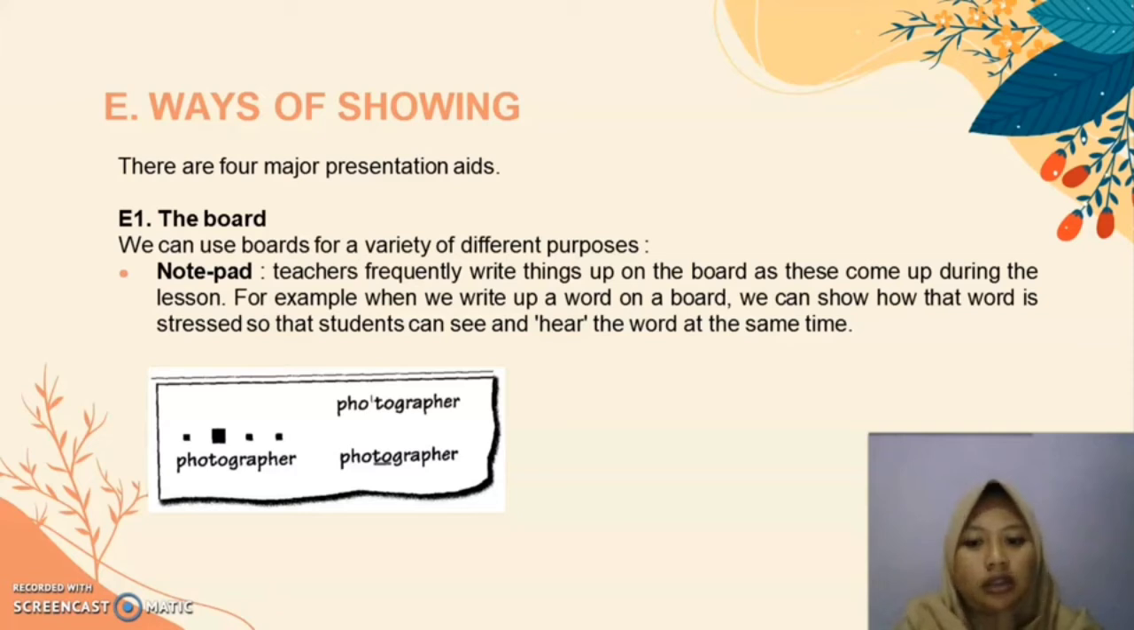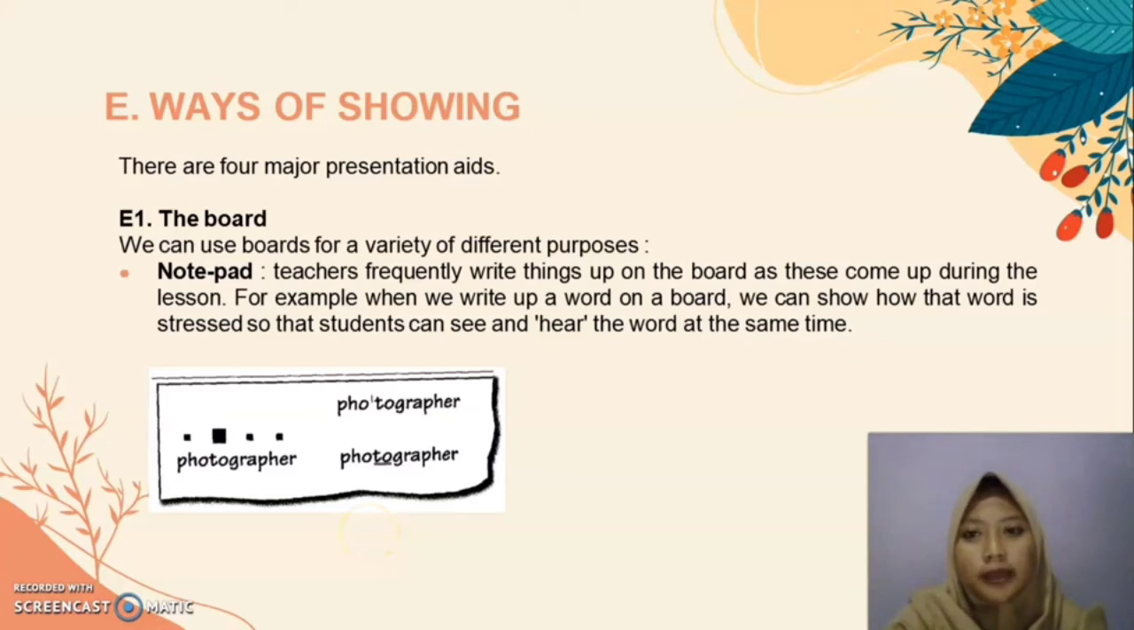The most versatile piece of classroom teaching equipment is the board. Whether this is one of the more traditional chalk desk variety, a whiteboard written on with marker pens, or an IWB board, it provides a motivating focal point during whole class grouping. We can use boards for a variety of different purposes.